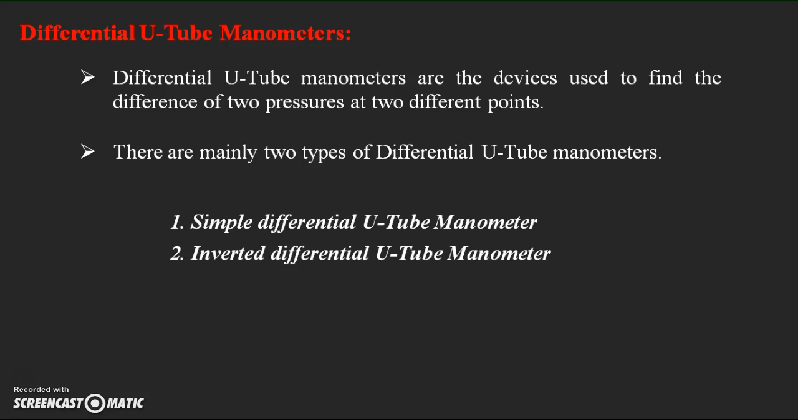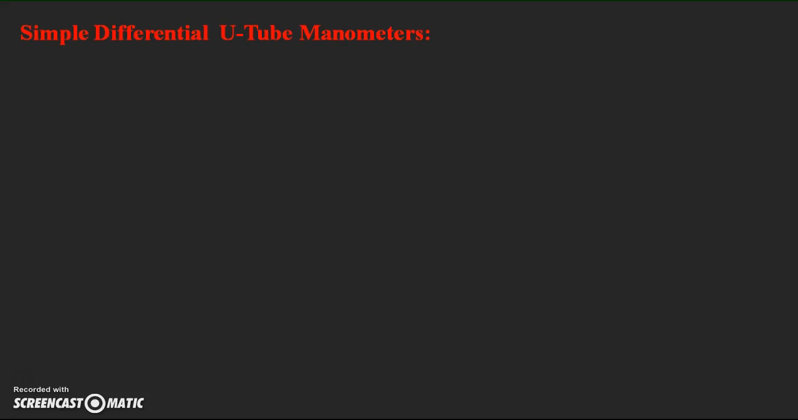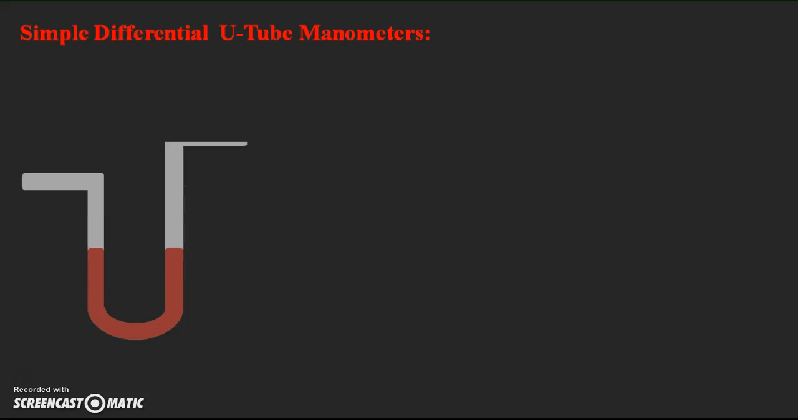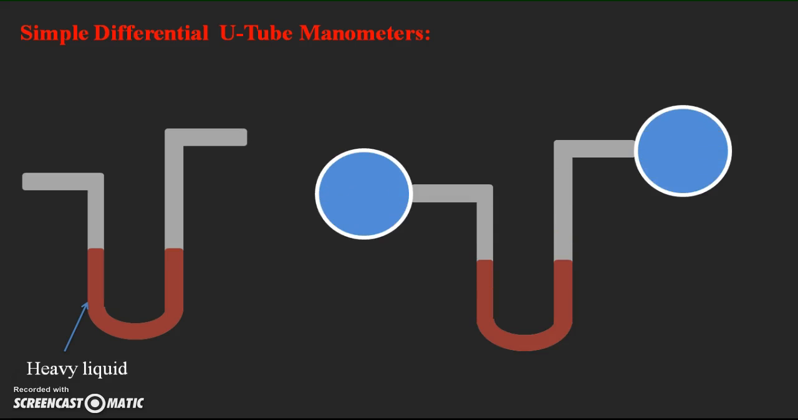So let us have a view. The simple differential U-tube manometer is in the form of a U-tube with two openings, and one heavy liquid is provided inside it. Here we always assume it is mercury. This is the heavy liquid, and initially the liquid will be at the same level. These two openings are connected to two different pipes at two different points where we need to find the pressure difference. So the arrangement will be like this.